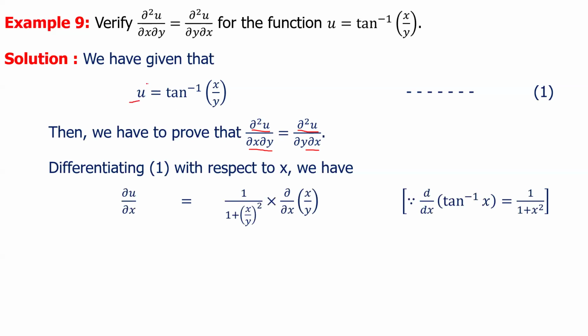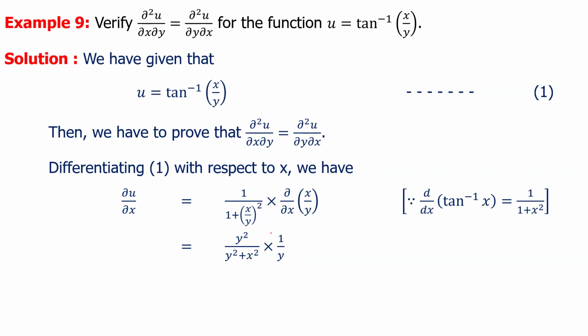del u del x, the partial derivative of u with respect to x. And we know that the derivative of tan inverse of x is 1 upon 1 plus x square. So here in place of x, we have x by y. So 1 upon 1 plus x by y whole square, again into the partial derivative of x by y with respect to x. Now if we take the LCM of this part, it will become y square plus x square upon y square, and this y square goes to the numerator. So 1 into y square will become y square upon y square plus x square.